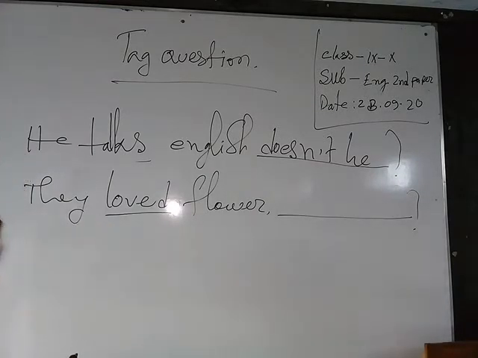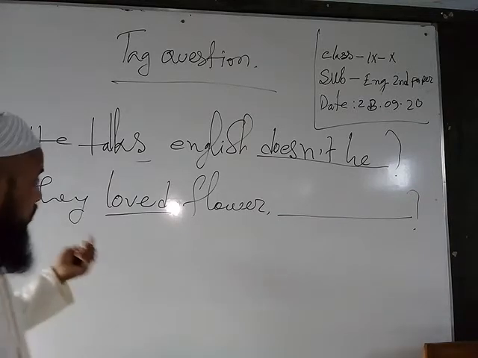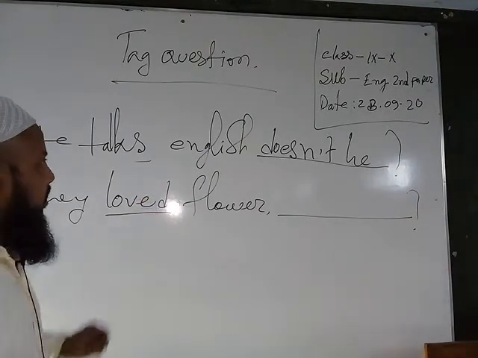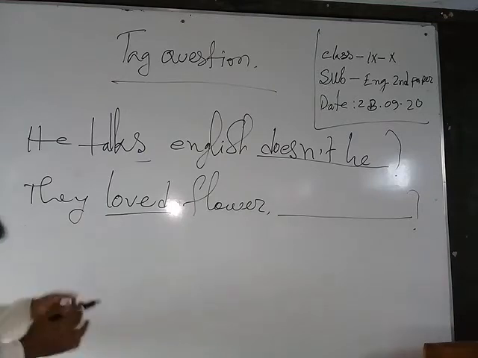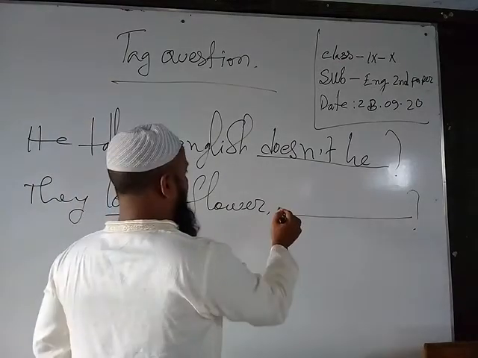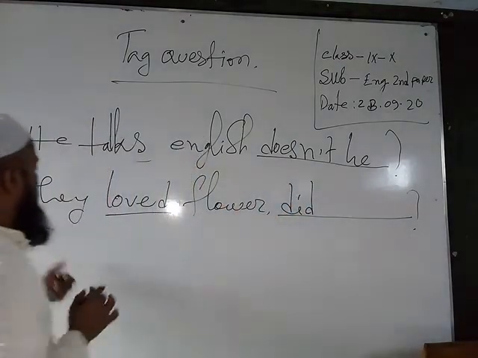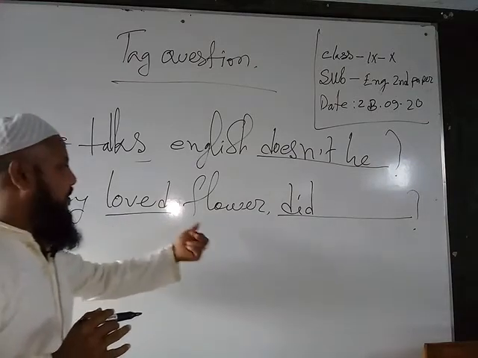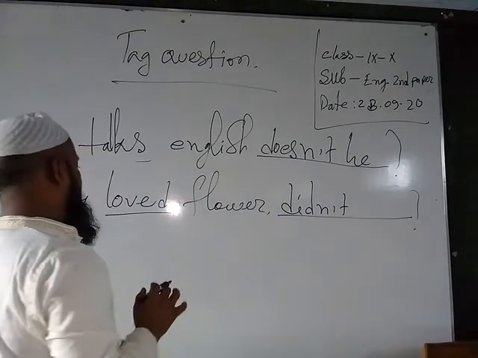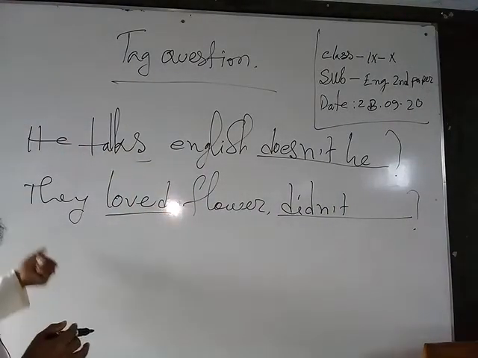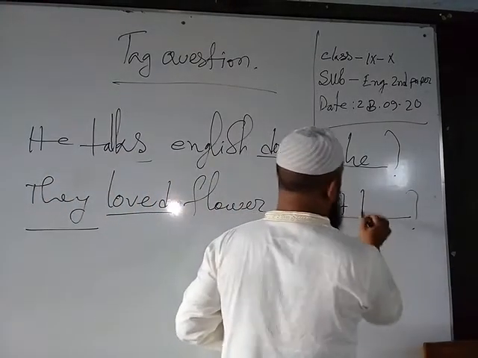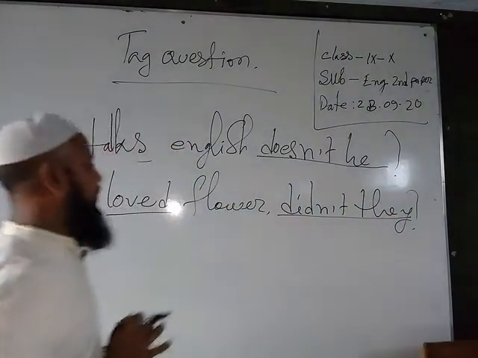So if the sentence does not have any auxiliary verb, we use do, does, did as a verb of the tag question. So the verb is loved, it is the past form of the verb, so we use did, and the sentence is affirmative, so we use n't. That means the tag answer is didn't, and if the subject is they, so we use they directly. The answer is didn't they.